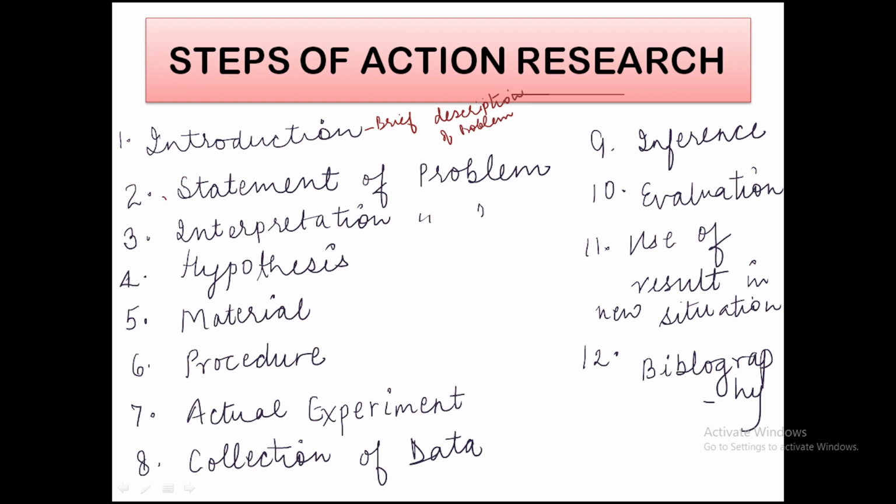Now, in the second step, the statement of the problem, you will clearly define the problem taken up for the action research. In the third, interpretation of the problem, you will give the type of problem plus how it arose, the reason.